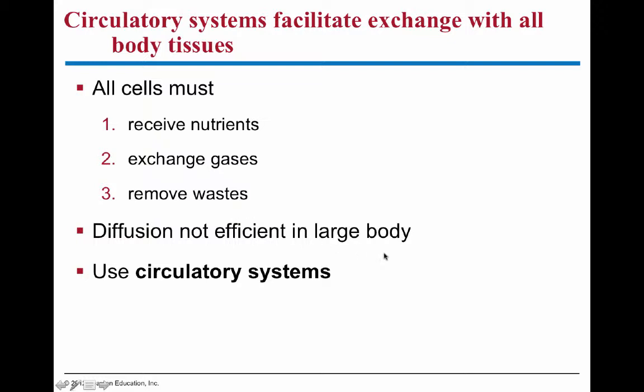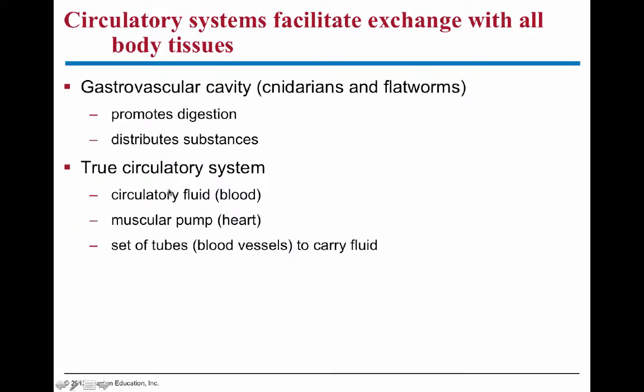Diffusion can occur to do these kinds of exchanges, but that's only going to work in small bodies. Larger bodies need circulatory systems, which are a series of fluid, pumps, and tubes. In our case, we call the fluid the blood, the pumps the heart, and the blood vessels are the tubes. In smaller organisms that have gastrovascular cavities, the cnidarians and flatworms, that acts as their circulatory system. They don't actually have a set of tubes or anything. It's just basically exchange across cell membranes through the gastrovascular cavity, distributing the substance to all the cells. But in a true circulatory system like ours and most animals, you have these three components.